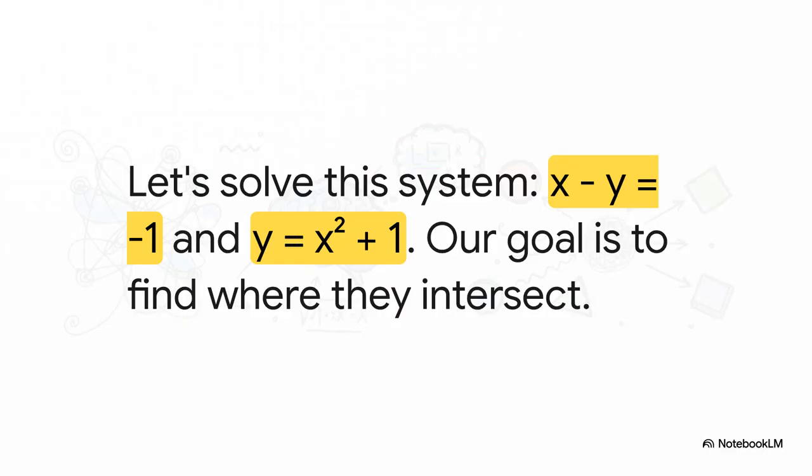Okay, theory's great, but let's put this method to the test with an example. So in our system, we've got a straight line, x minus y equals -1, and we have a parabola, y equals x squared plus 1. The question is, where do these two actually meet?